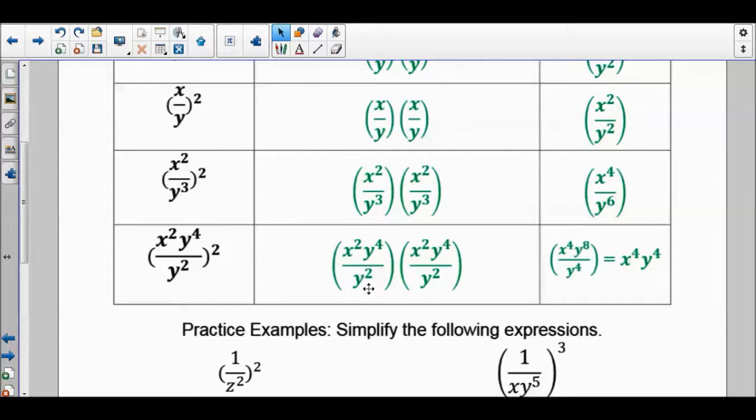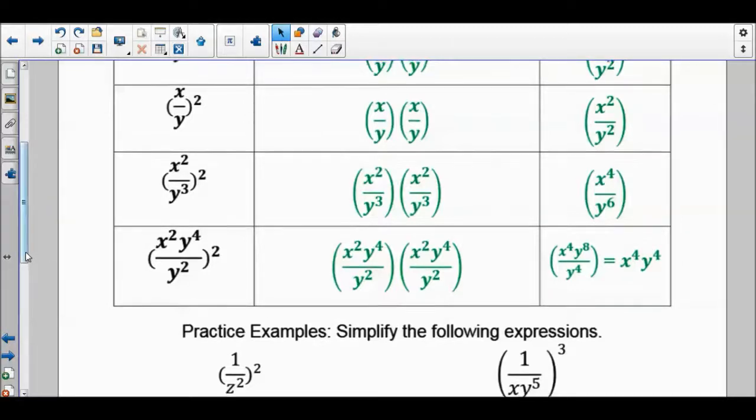Then across the bottom, y squared times y squared is y to the fourth. But then we're not quite done. We have y's on top and y's on bottom. And last time we talked about how we can simplify this, right? You can just use your subtraction rules, like subtract the exponents for the y's. So we're going to keep this x to the fourth out front. But then y to the eighth and y to the fourth we can subtract, and we get just y to the fourth. So our final answer is x to the fourth, y to the fourth.